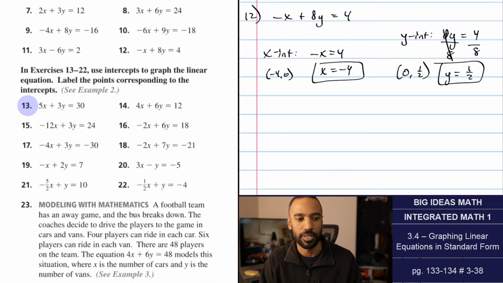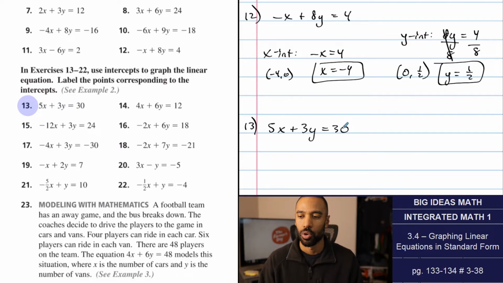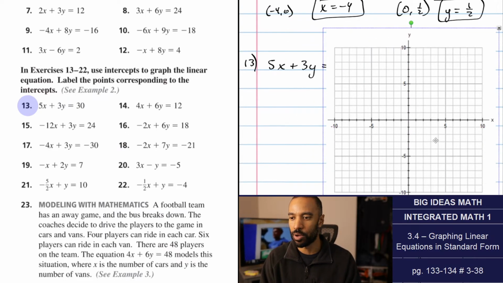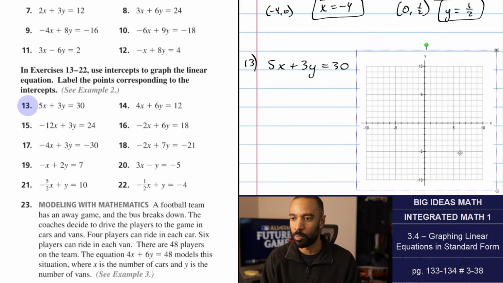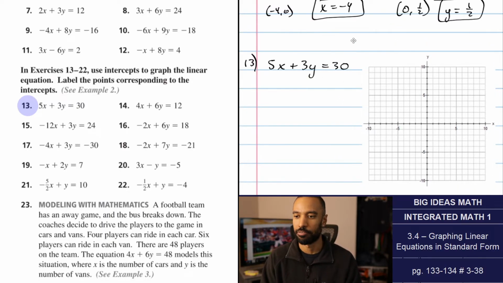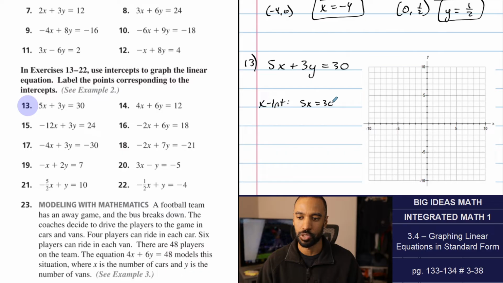Use intercepts to graph the linear equation. Label the points corresponding to the intercepts. So, number 13 says 5x plus 3y equals 30. We are going to sketch a graph, but in order to do it, let's find them intercepts. So I'm going to place the graph paper here to see what kind of room I need on these, and I'm going to fit all the room on this side here. So my x-intercept, set y equal to 0. I got 5x equals 30. Divide both sides by 5. I'm going to say that out loud here, and we get x equals 6.